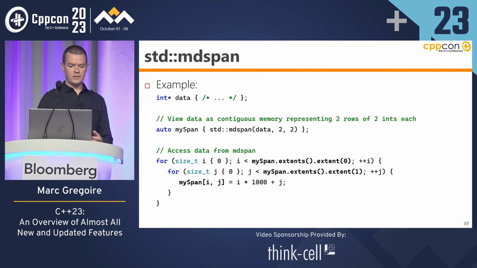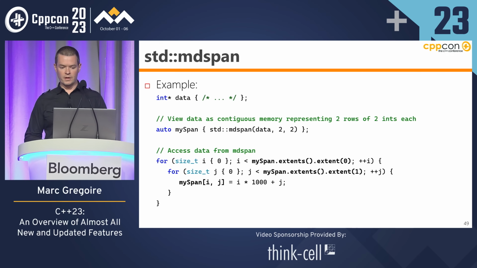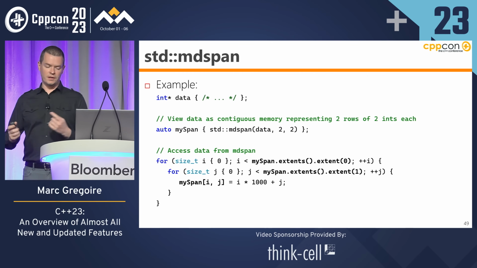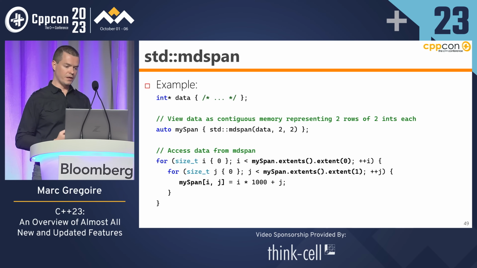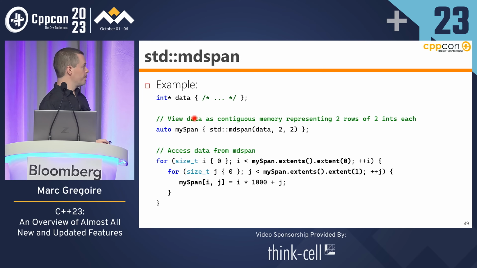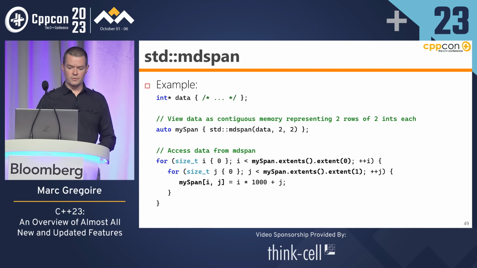And then once I have this mdspan, you can iterate over it. You can ask the size or the extent of each dimension. And then this way you can get to all the elements. And you can also see here that it supports the C++23 multidimensional subscript operator.